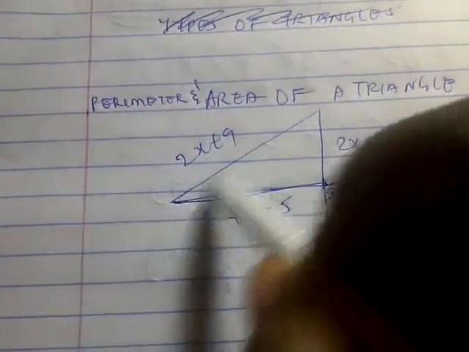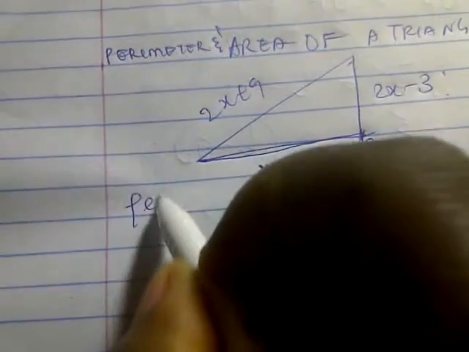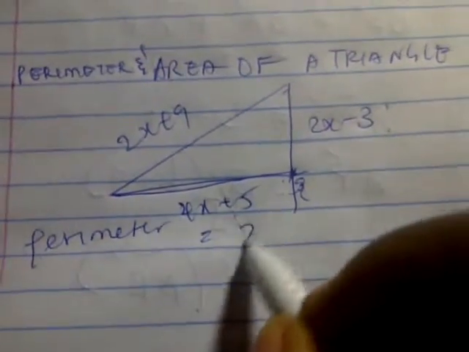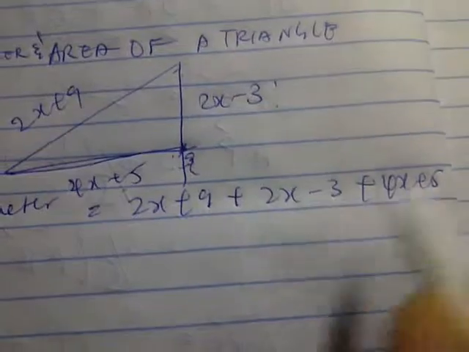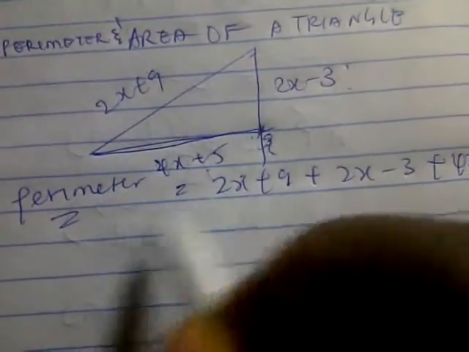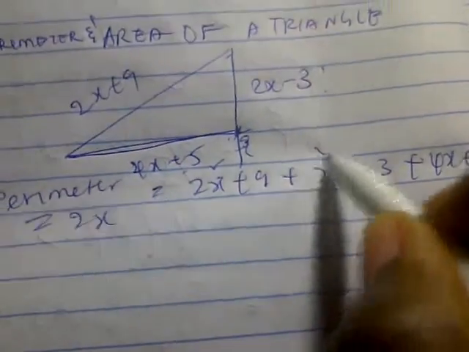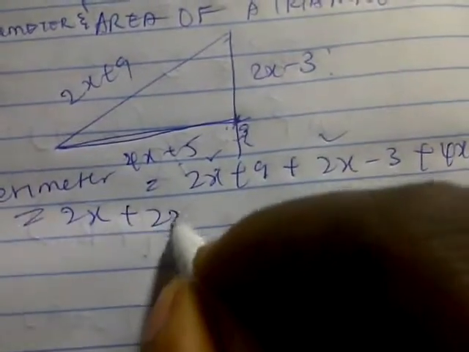So you're supposed to add this plus this plus this to get the perimeter of the triangle. So we have that the perimeter equals 2x plus 9 plus 2x minus 3 plus 4x plus 5. Okay, now let's gather like terms. Let's put all the x together. We have 2x here, then we have 2x again, so plus 2x.